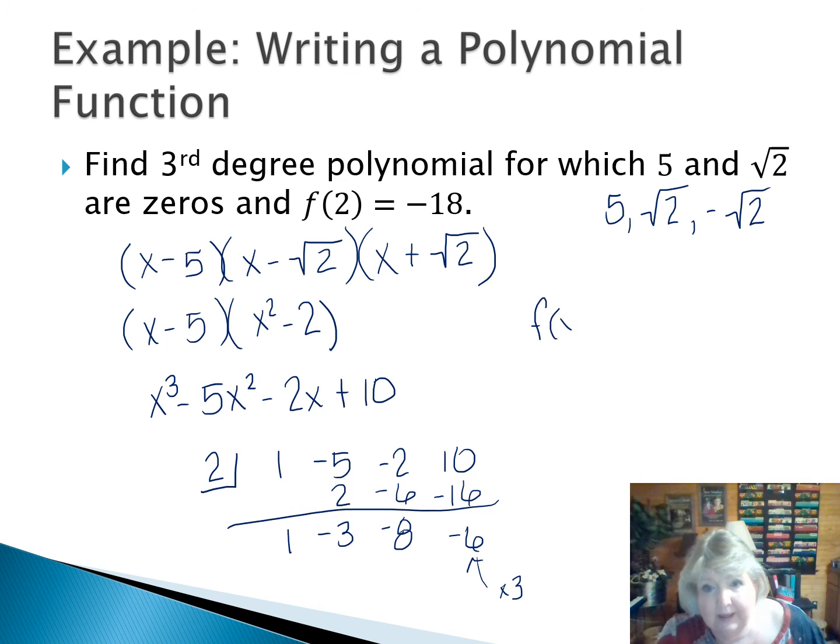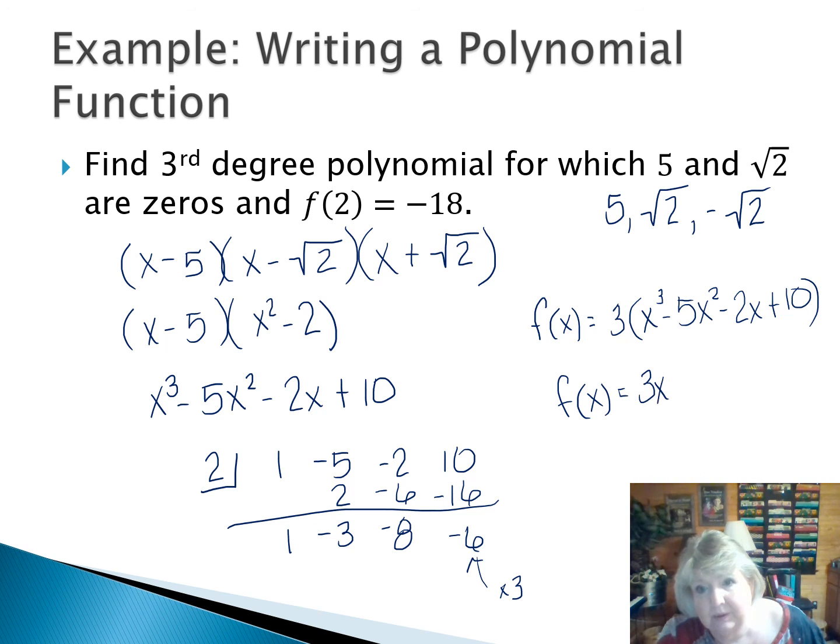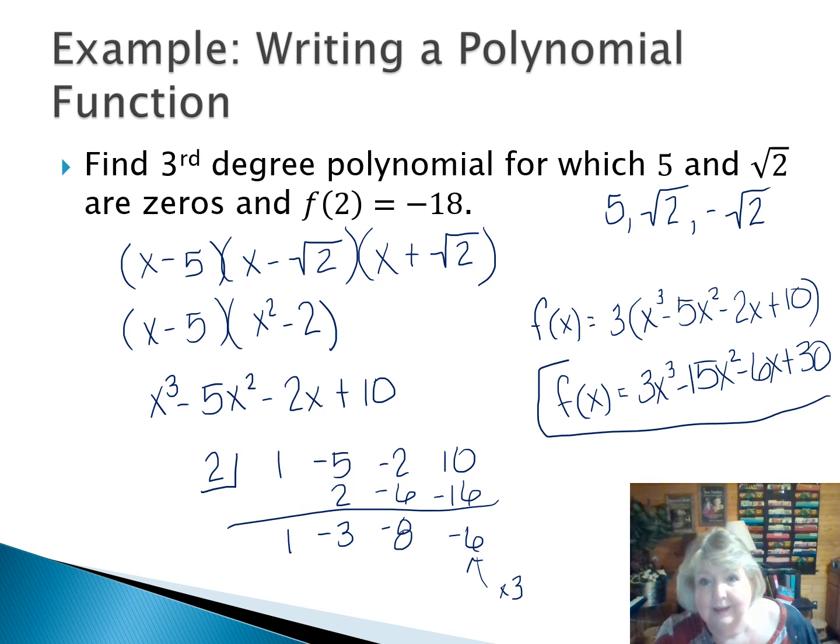So my f of x is going to be 3 times my polynomial that I've already found. x cubed minus 5x squared minus 2x plus 10. So distribute that 3 through, and I will have the required polynomial. So that's 3x cubed minus 15x squared minus 6x plus 30. Final answer. So now you know the teacher's secret.